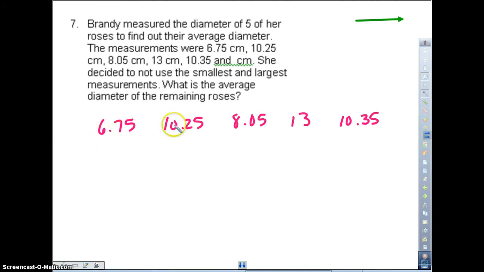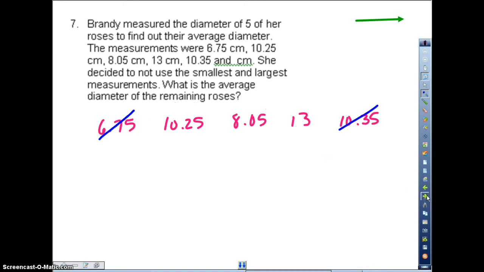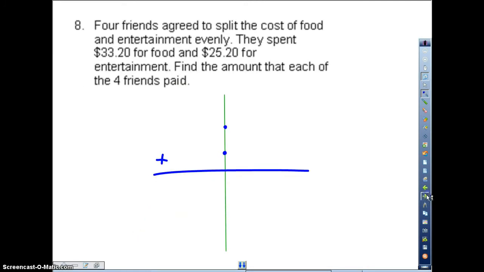It looks like, let's see, 10, 10, 13 is my largest. Which one of these is my smallest? Yep, it's that one there. Okay, what is the average diameter of the remaining roses? Well, you have to add these remaining up, add it up, and then divide by what? Yep, divide by 3. Add those up, divide by 3. Yeah, I crossed off the wrong one originally.